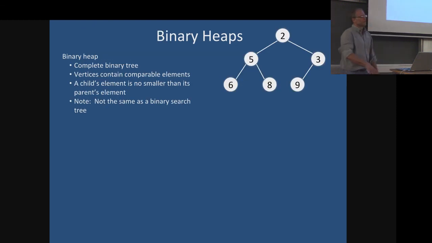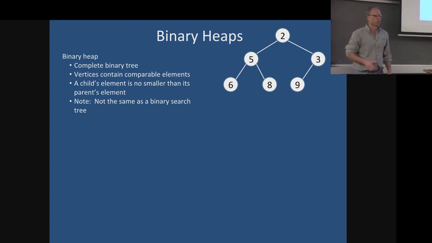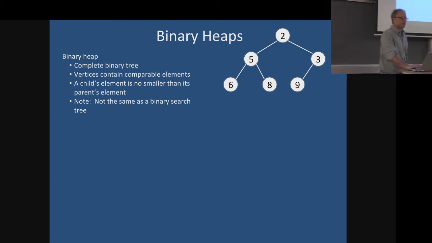Now, for the adjacency list, we wanted insert and delete to both be log n. And we can achieve that with a binary heap. So I suspect you've seen binary heaps before, so let's just review. A binary heap is, first of all, a complete binary tree. It's represented with a complete binary tree. What's a complete binary tree?